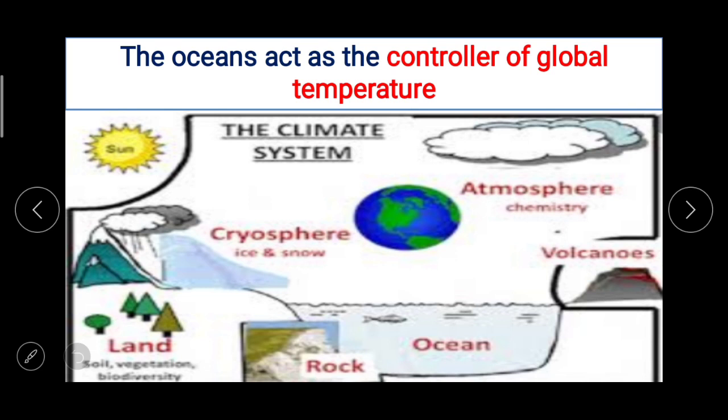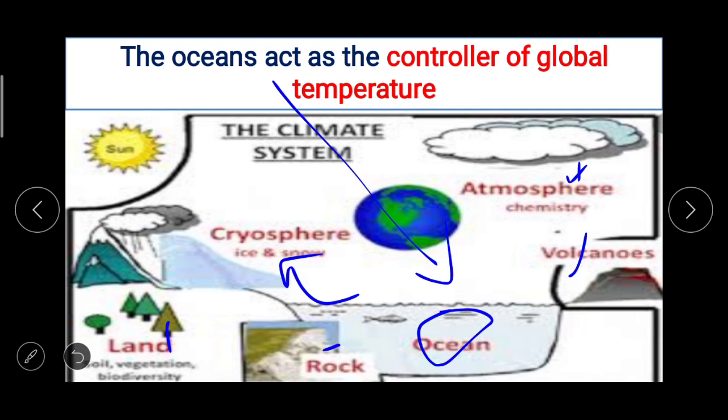Winds, especially planetary winds: this differential heating creates imbalance in the temperature of air in different parts, and this leads to formation of belts of high and low pressure on the earth, and winds blow due to pressure differences in these belts. These are called planetary winds. So here also in the figure you can see ocean, rock, land, then ice and snow, atmosphere, volcanoes, and the climate system, how the oceans act as the controller of the global temperature.